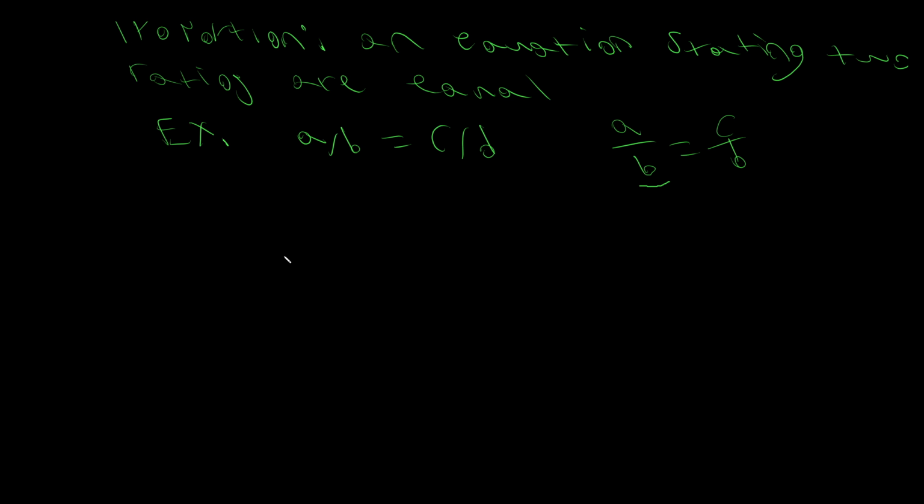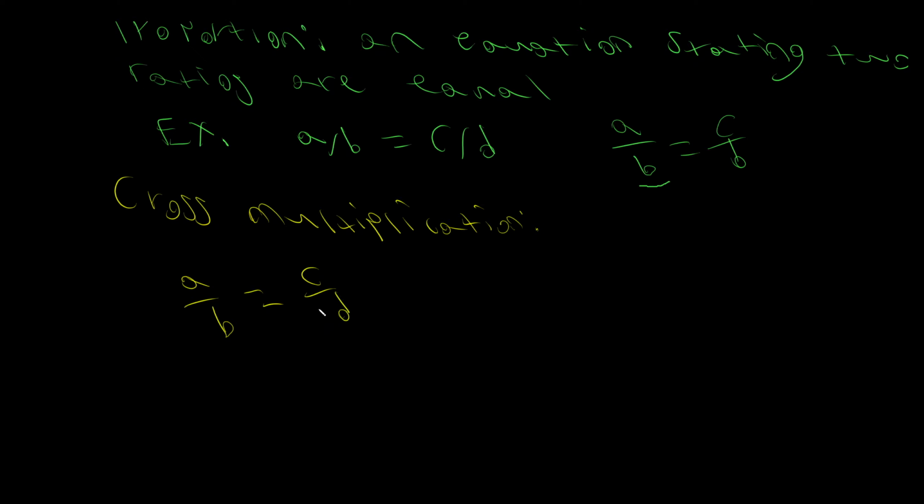Okay, and then we have cross multiplication, which is when you have A over B, or A divided by B, equals C over D, or C divided by D. What you can do is you cross it. That's why it's called cross multiplication. You make an X, and whichever ones connect, so A and D, you multiply those, and you multiply B and C. Those are also equal. AD is equal to BC.